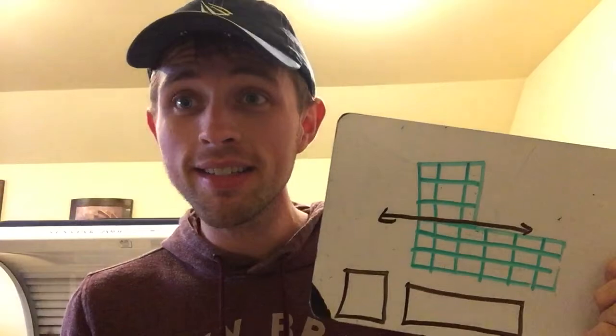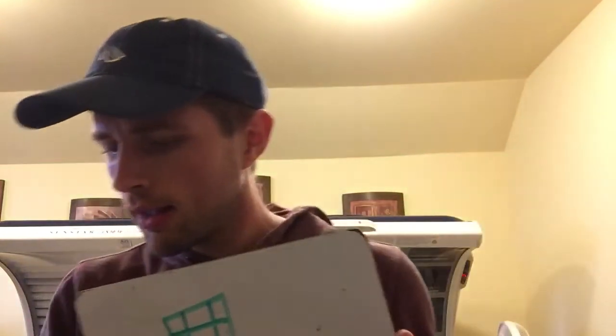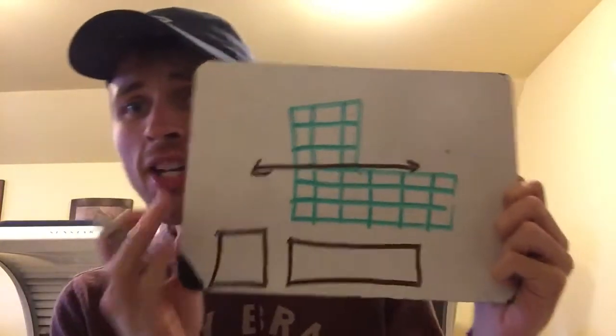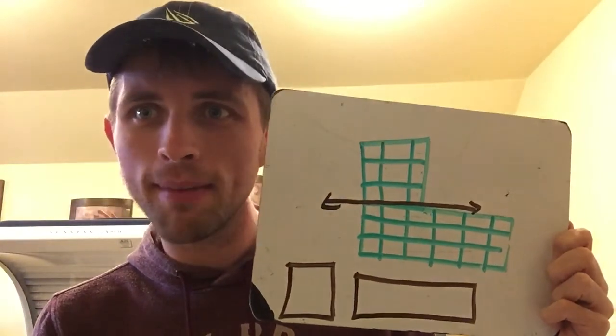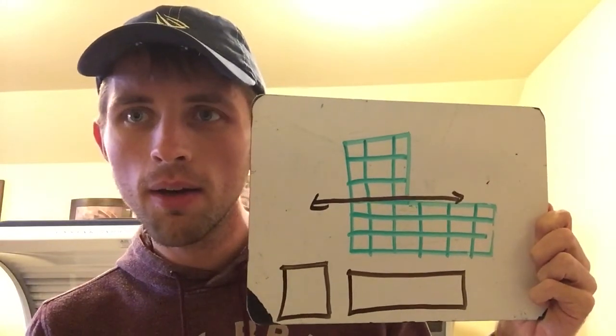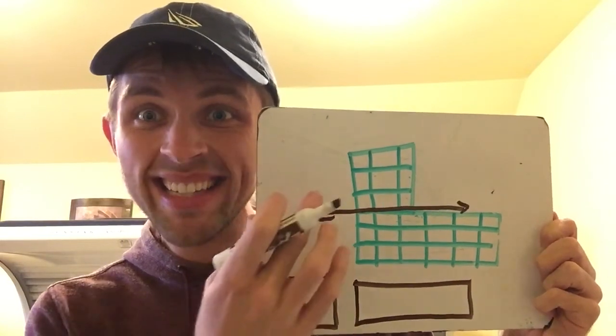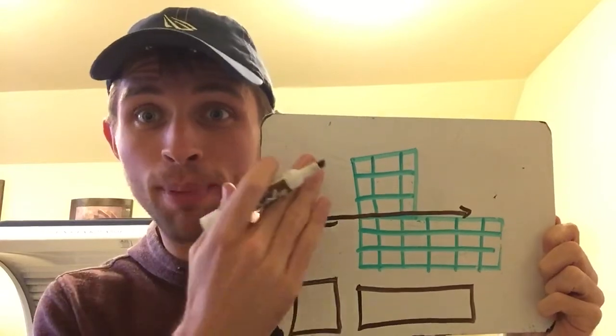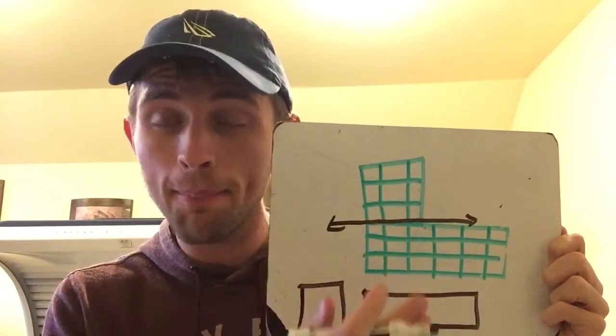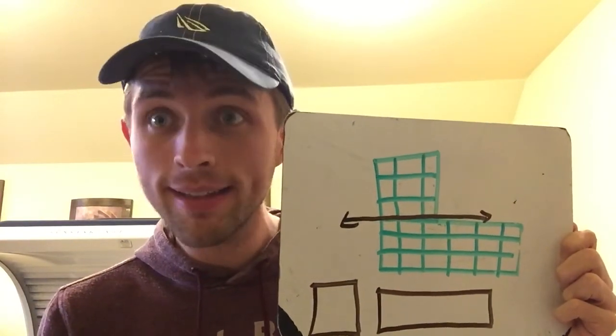Now remember, dimensions is just a fancy word for length, which is how tall something is, right? My marker's rolling around. Length, which is how tall something is, and width, which is how wide something is, right? So next we've got to find the dimensions of these 2 rectangles. I don't see any numbers on here. How can I find the dimensions of these rectangles? What could I do? I need to count the tiles, right? So I need to find the length and width of both of these shapes by counting the tiles.